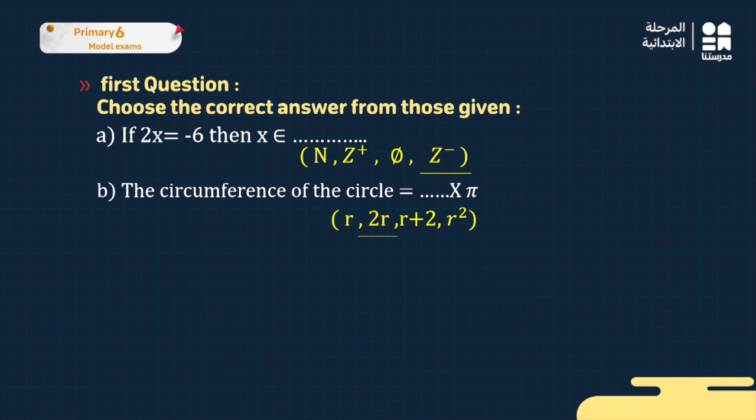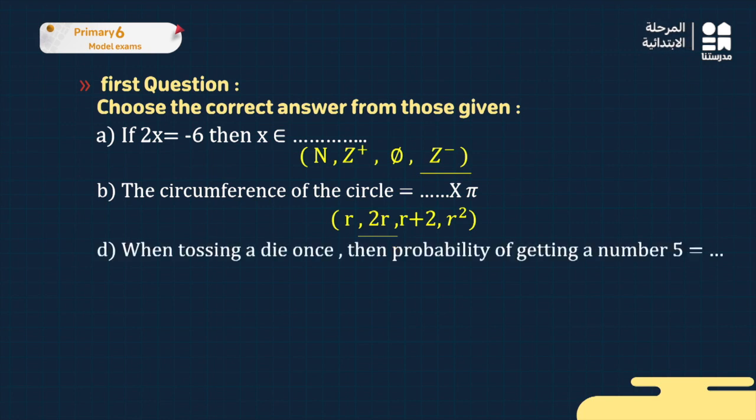Letter D, when tossing a die once, the probability of getting a number 5. How many faces have the number 5? Only one face, from how many faces? From 6 faces. So I will choose 1 out of 6, of course, because I have only one face and the total faces of my dice is 6.